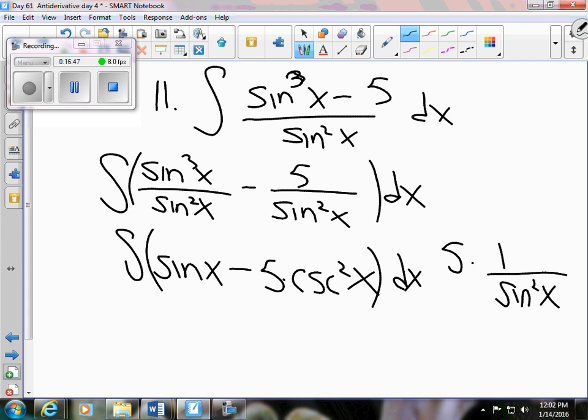So the antiderivative of sine x. Good, guys. That was good. Now, let me just write the minus 5. Do you remember what the antiderivative of cosecant squared x is? Negative cotan x. So it would be minus 5 times negative cotan x. So I'm just going to make it plus 5 cotan x.